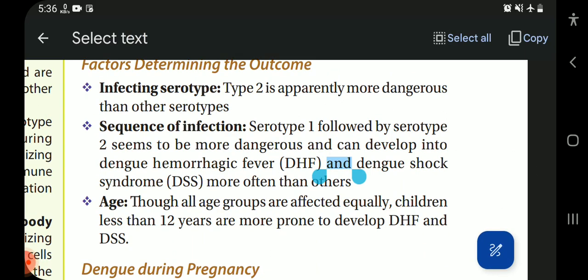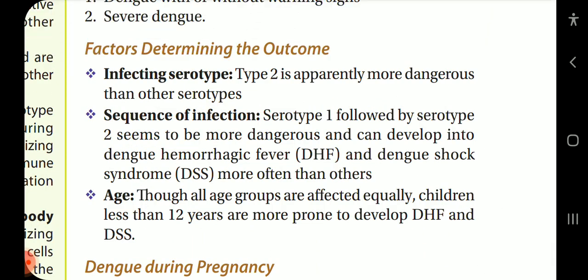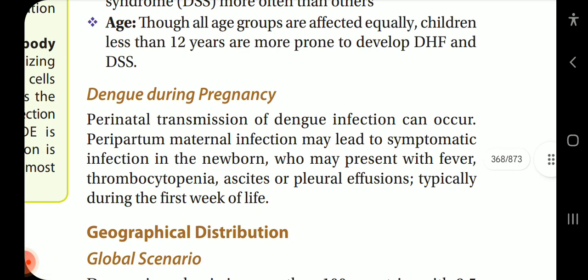Factors determining the outcome. Infective serotype type 2 is apparently more dangerous than other serotypes. Sequence of infection: serotype 1 followed by serotype 2 seems to be more dangerous and can develop into dengue hemorrhagic fever, DHF, and dengue shock syndrome, DSS, more often than others. Though all age groups are affected equally, children less than 12 years are more prone to develop DHF and DSS.